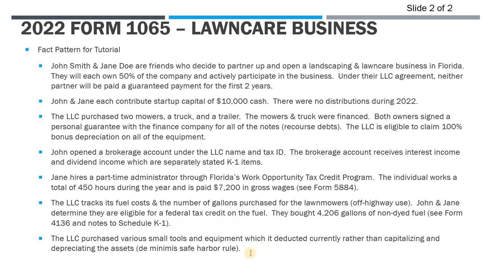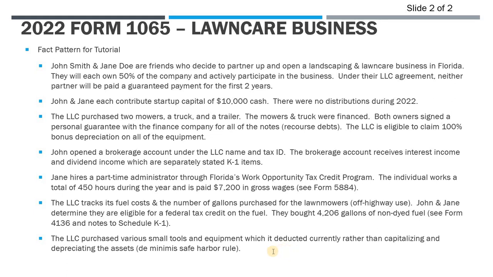We'll look at that in more detail as well. And then lastly, the LLC purchased a number of small tools and equipment, which it deducted currently rather than capitalizing them. Because they fall under that safe harbor threshold, we're going to write them off in the current period. In other words, we're just going to expense them, and we're going to file an election to claim the de minimis safe harbor rule for those purposes.